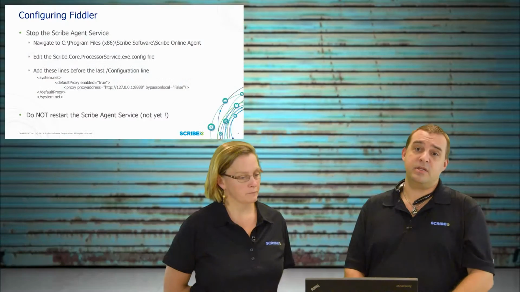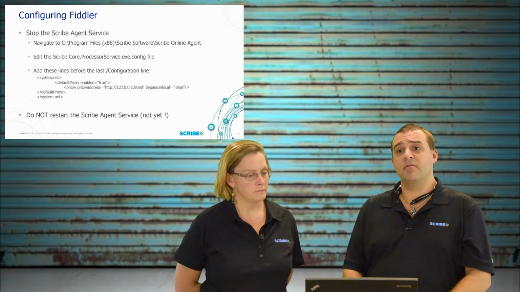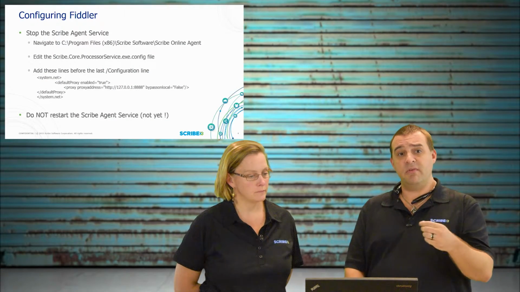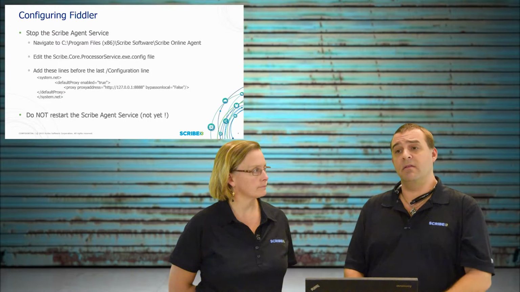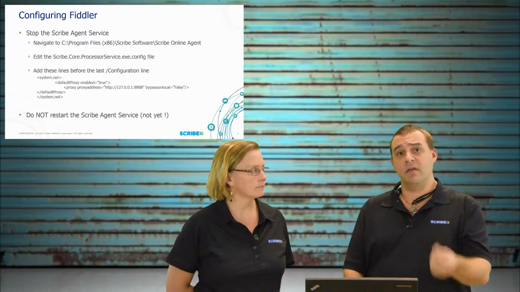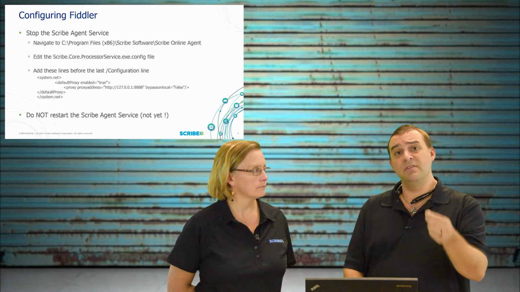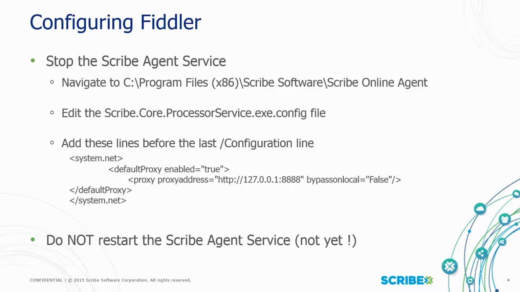In order to do that, you have to make a change to the config file within the Scribe Online agent. Now, we do have proxy server setup instructions for very specific high secure environments that are in the Scribe Online agent documentation. That uses the same file. The file is the ScribeCoreProcessorService.exe.config file. It's an XML file, and you do need to add these lines to the bottom of that file.